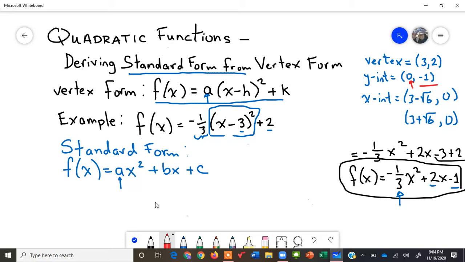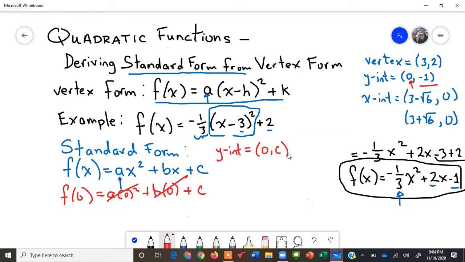So if you're in standard form and you evaluate the function at 0, the squared term cancels out, the x term cancels out, and all you're left with is c. So the y-intercept in standard form is the point (0, c), right? So here, this negative 1, that is the y-intercept. So when we're in standard form, you can't immediately see the vertex, but you immediately see the y-intercept.